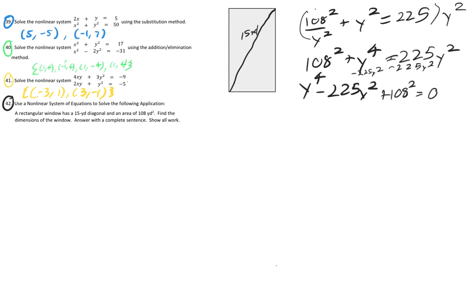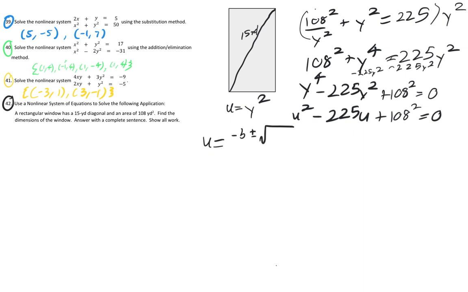One thing is here we're going to have to use a substitution to put it in a quadratic form. We can use our quadratic equation. So I'm going to say that u is equal to y squared. So we're going to have u squared minus 225u plus 108 squared is equal to 0. From here, we're going to say that u is equal to, using our quadratic formula, minus b plus or minus the square root of b squared minus 4ac, all over 2a.